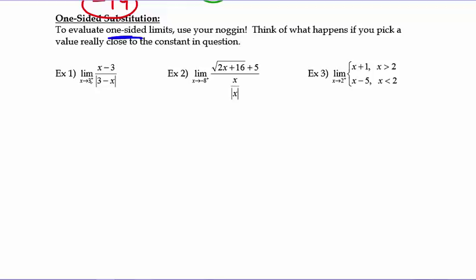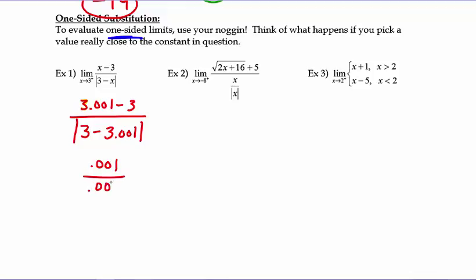So I'm going to say, all right, coming at 3 from the right, we'd be at a value of like 3.001. So I have 3.001 minus 3, and then 3 minus 3.001. Well, on top, that's going to give me 0.001, and on the bottom, it's going to give me 0.001, which heads to 1. Now we need to think about that for a minute.